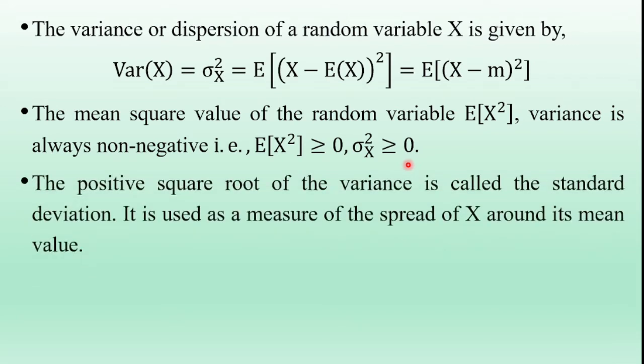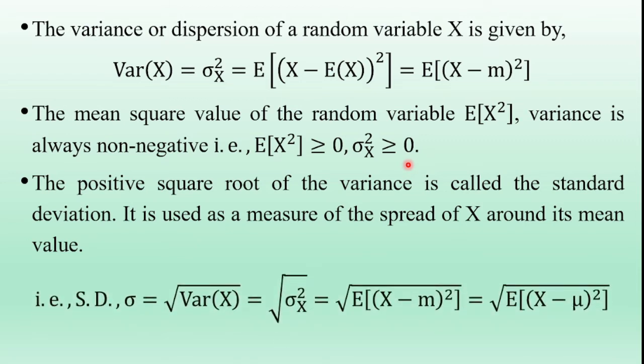The positive square root of the variance is called the standard deviation. It is used as a measure of the spread of the random variable around its mean value. Sigma is the standard deviation. The standard deviation sigma is equal to the square root of the variance of the random variable, but variance of the random variable is expectation of (X minus m) whole square. So standard deviation sigma is equal to the square root of expectation of (X minus m) whole square.